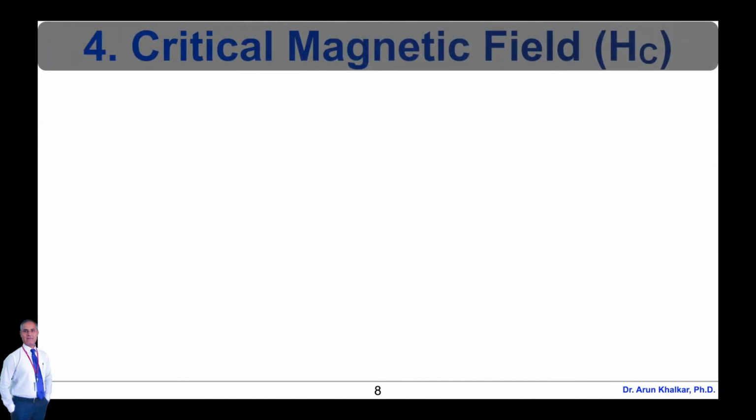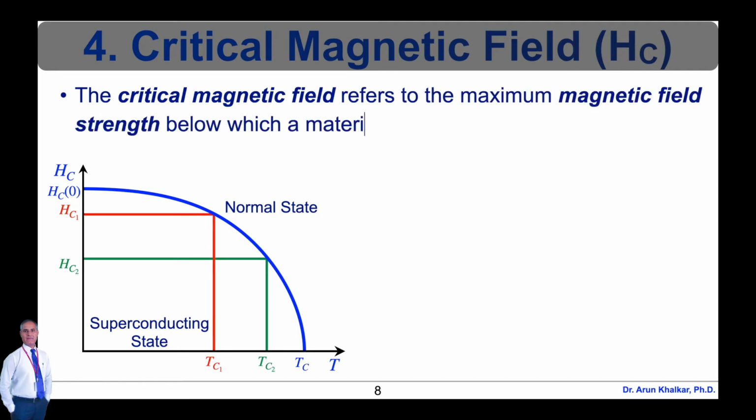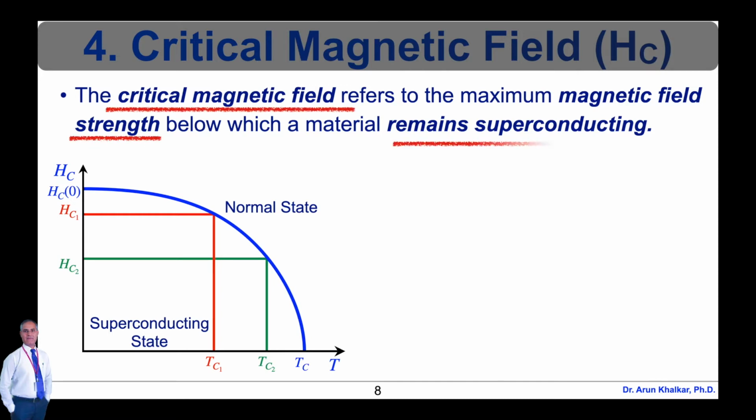Now let's see the next property of superconducting material, the critical magnetic field, which is represented by capital H subscript C. The superconducting state cannot exist in the presence of a magnetic field greater than a critical value, even at absolute zero. This critical magnetic field is strongly correlated with the critical temperature for the superconductor, which is in turn correlated with the band gap. The critical magnetic field refers to the maximum magnetic field strength below which a material remains superconducting.